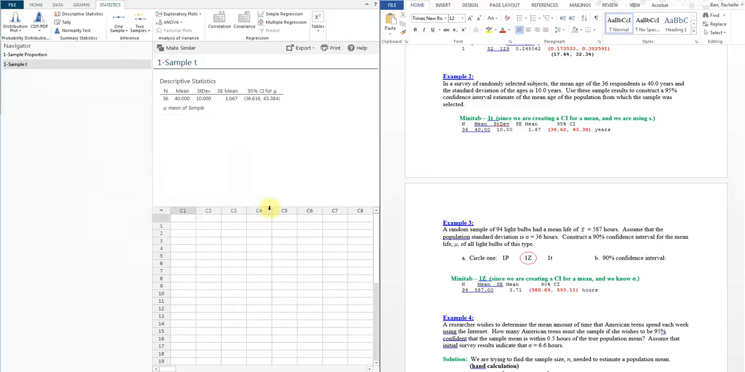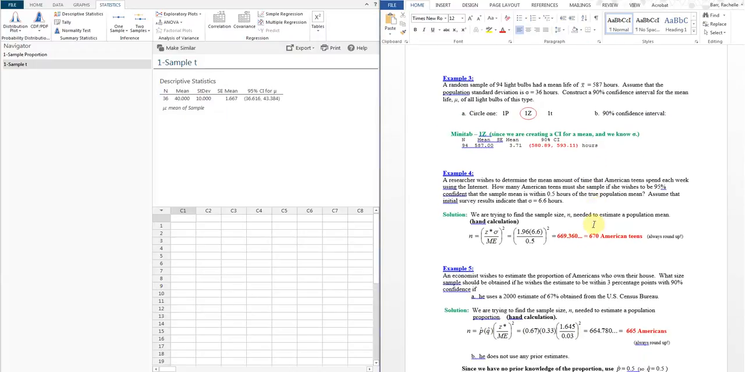Let's hit OK. There's the one sample T for you. There's our sample size, mean, standard deviation, looking good. Standard deviation for the mean, so this is the standard error of the mean. This is the standard deviation of the sampling distribution. So this is just that standard deviation divided by the square root of the sample size, in case you were wondering what that value was. And that tells us the mean age is somewhere actually for the entire population between 36.6 and 34.4 years.